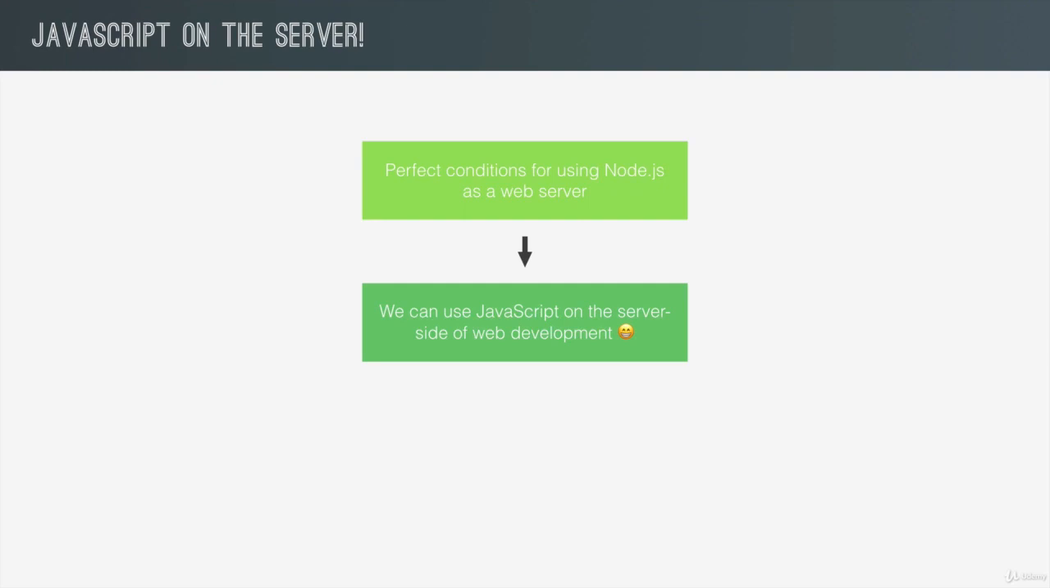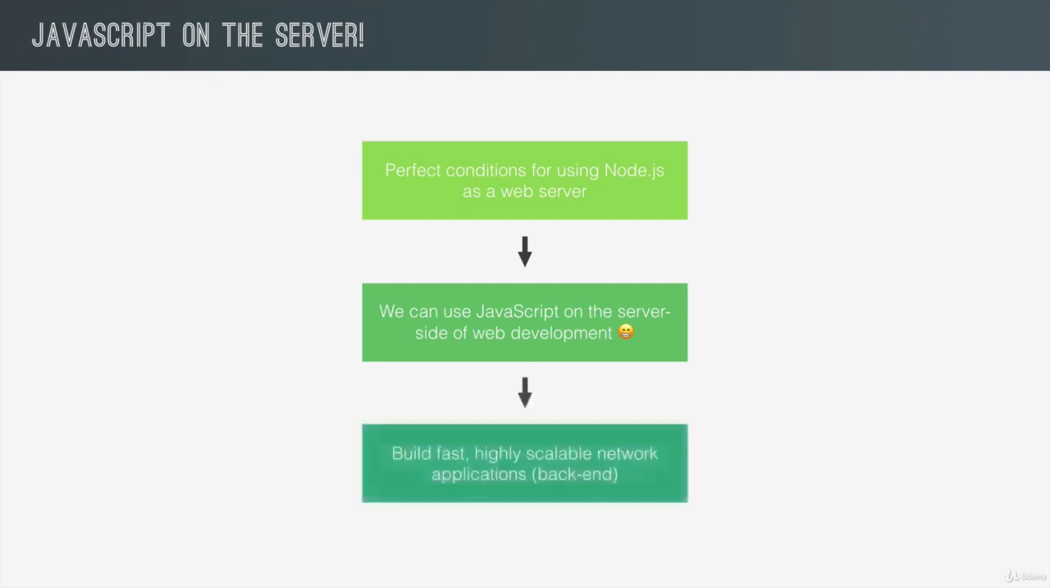Anyway, now that we have JavaScript outside of the browser in a kind of standalone environment, which is Node.js, we can do so many more things with JavaScript that were completely impossible before, like accessing the file system or better networking capabilities. And all these factors together give us the perfect conditions for using Node.js as a web server, meaning that now we can finally use JavaScript on the server side of web development in order to build fast, highly scalable network applications for powering the back end of our websites or applications.